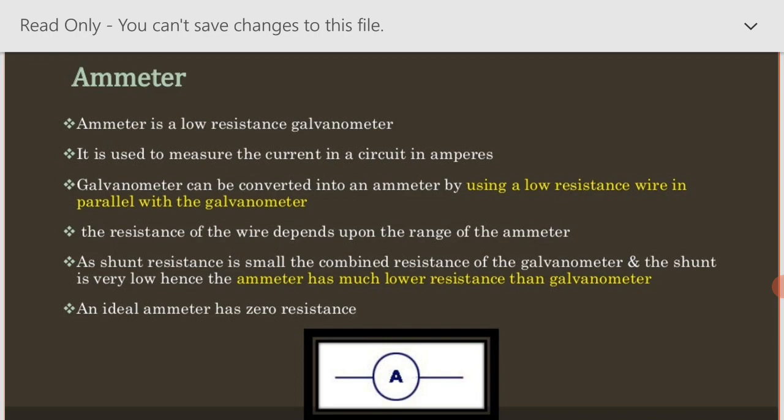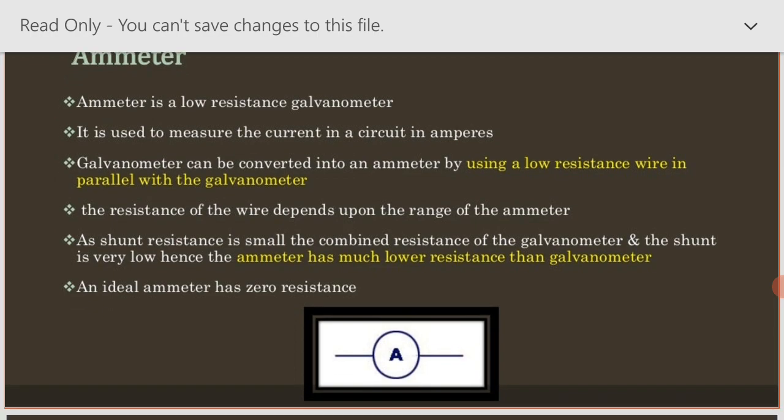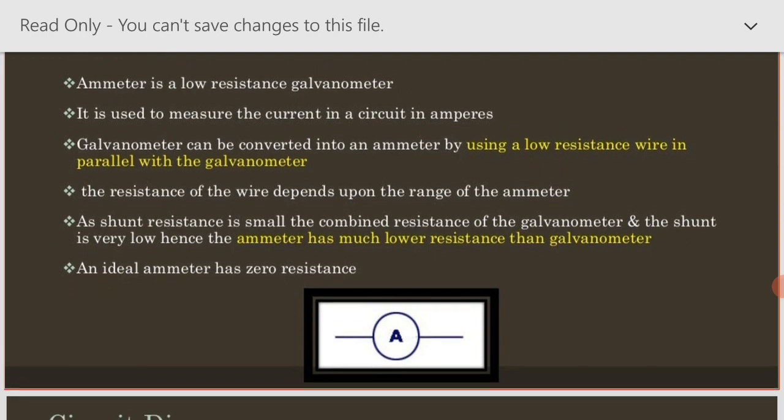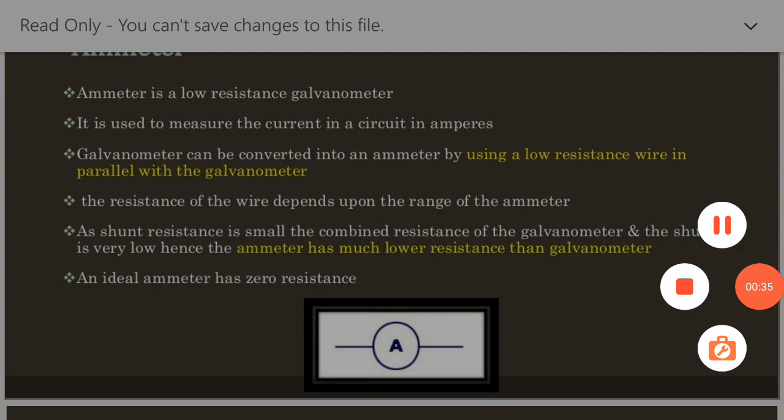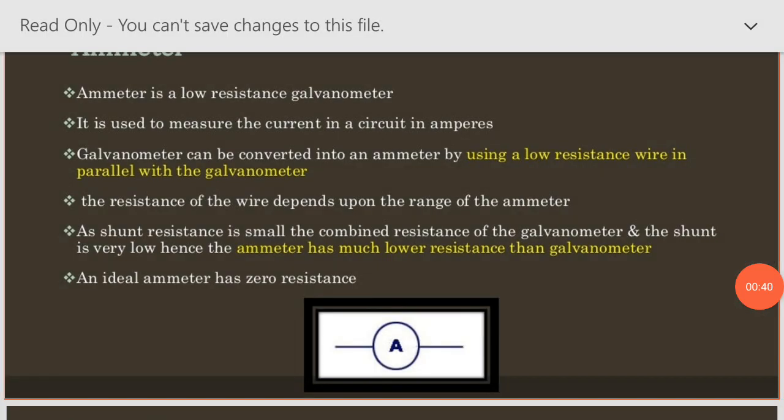A galvanometer can be converted into an ammeter by using a low resistance wire in parallel with the galvanometer. The resistance of the wire depends upon the range of the ammeter. As the shunt resistance is small, the combined resistance of the galvanometer and the shunt is very low. Hence, the ammeter has much lower resistance than the galvanometer. An ideal ammeter has zero resistance.